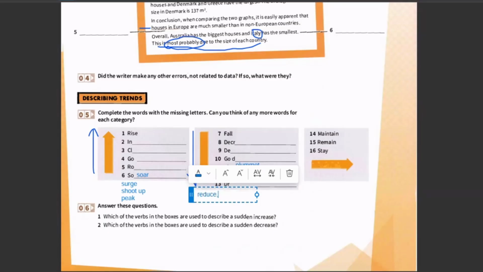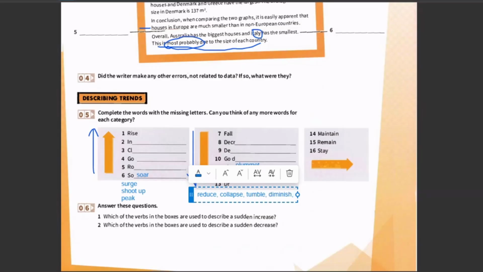Then there is collapse. To fall very quickly, instantly, is to collapse. And then there's tumble. Tumble means to decrease in a very small amount or very inconsistently. That is to tumble. Then is diminish. This is also close to collapsing. A sudden fall is to diminish.